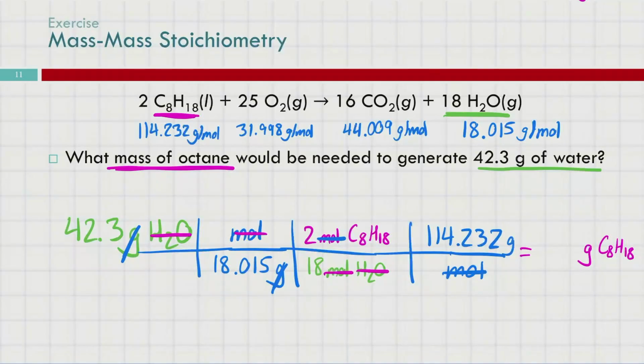And I just typed everything in a way that it wouldn't work, so we'll do that again. I got 29.8, we'll leave it at 3 sig figs, grams of octane.